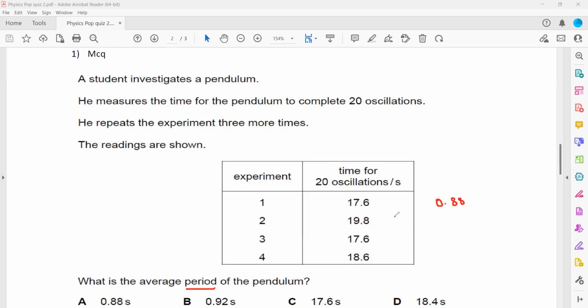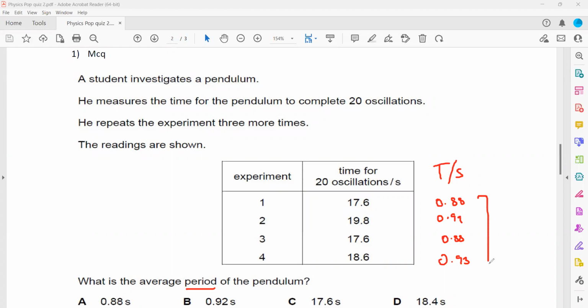Then it will be 19.8 divided by 20. So we'll know how much time to complete one oscillation, the total time divided by the number of oscillations, that will be 0.99. Then we have 17.6, so again it will be 0.88, and 18.6 divided by 20, that's equal to 0.93. So these are the time intervals, the time periods.